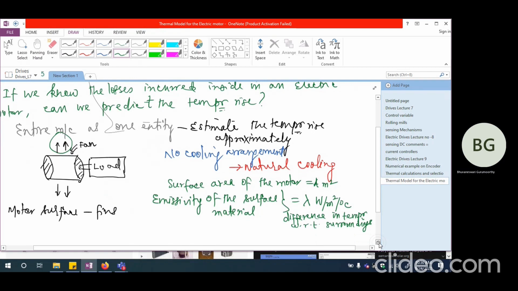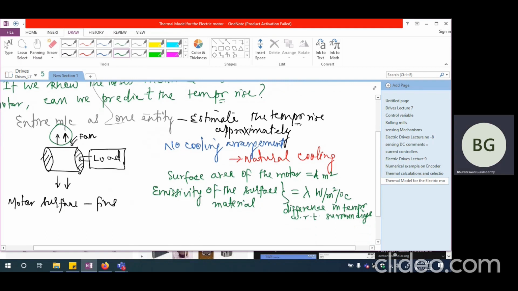So if the temperature increases further and further, it will emit more and more. That is the way it is going to be. Okay. And let me call the losses in the machine to be P watts. The total losses in the machine I'm calling as P watts.